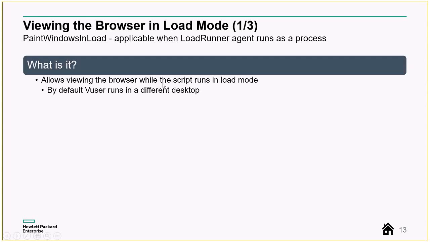By default, when TruClient runs virtual users in load mode, it creates a different desktop and runs the virtual user process and MDRV process over there on that desktop. And the reason for that is because we would like to prevent users from interacting with the browser while it runs, in order to avoid human issues. Basically, we would like to run the browser in an isolated desktop of its own. And when you use this option, Paint Windows in Load, we do not create this different desktop, and we run the browser on the interactive desktop.